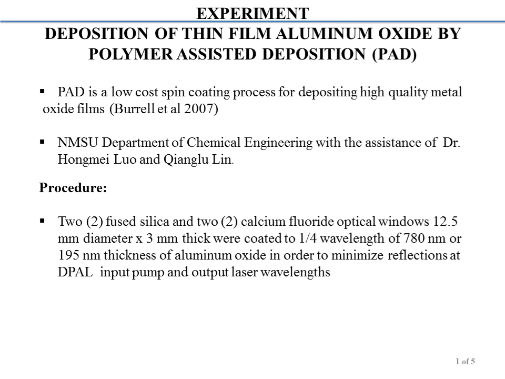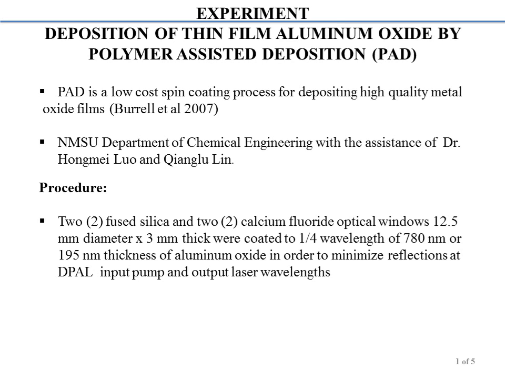The next slide discusses a deposition of thin film aluminum oxide by polymer-assisted deposition from Burrell. PAD is a low-cost spin coating process for depositing high-quality metal oxide films. This particular experiment was done with the assistance of Dr. Hungmei Lo and graduate student Guing Lu Lin at New Mexico State University, Department of Chemical Engineering.